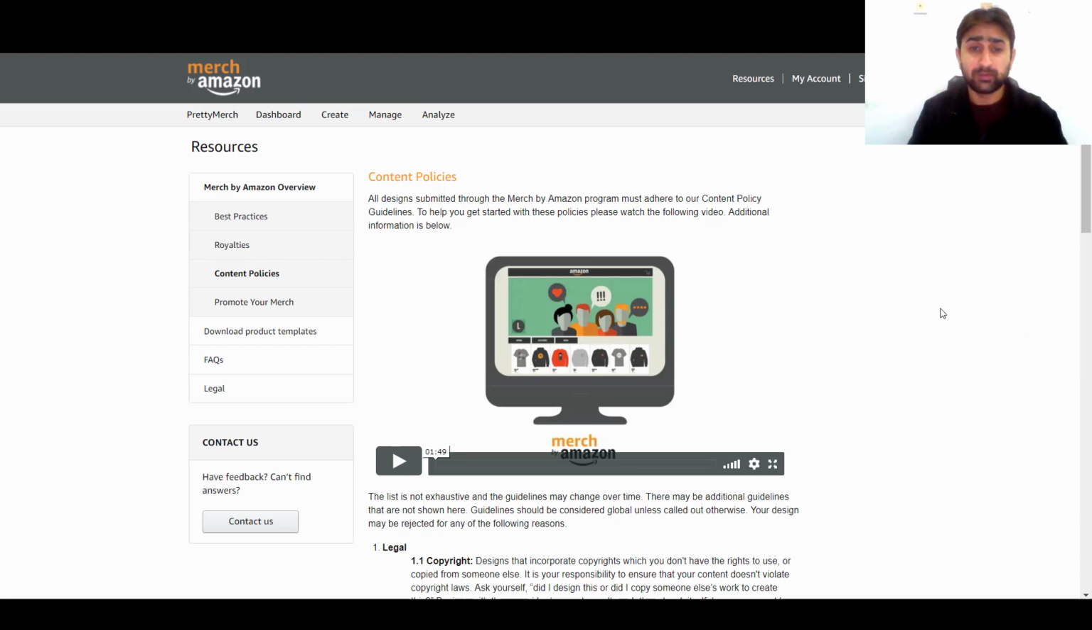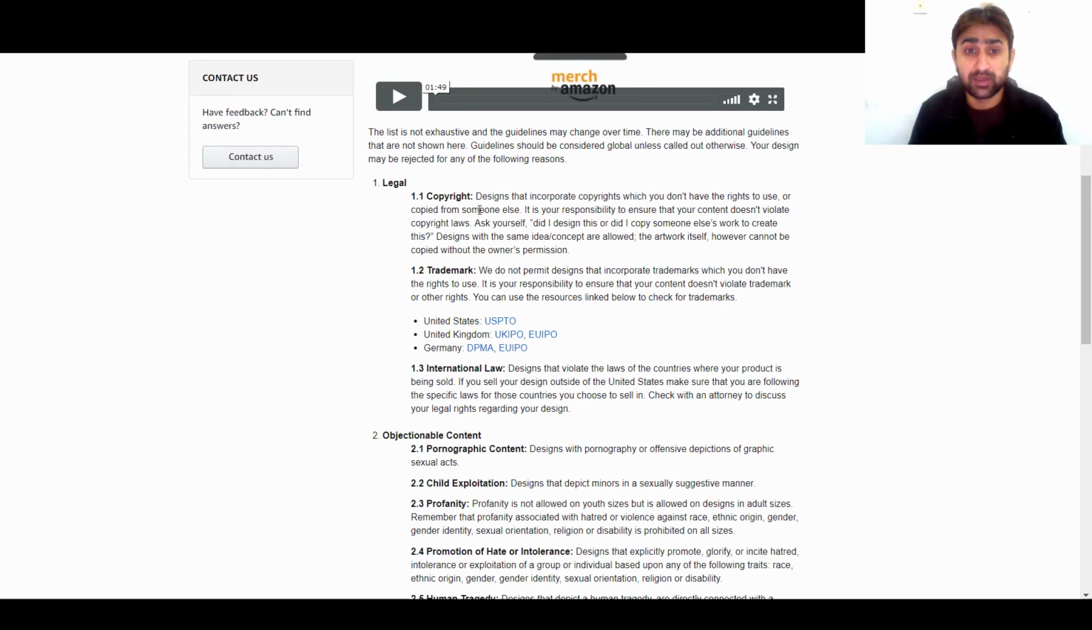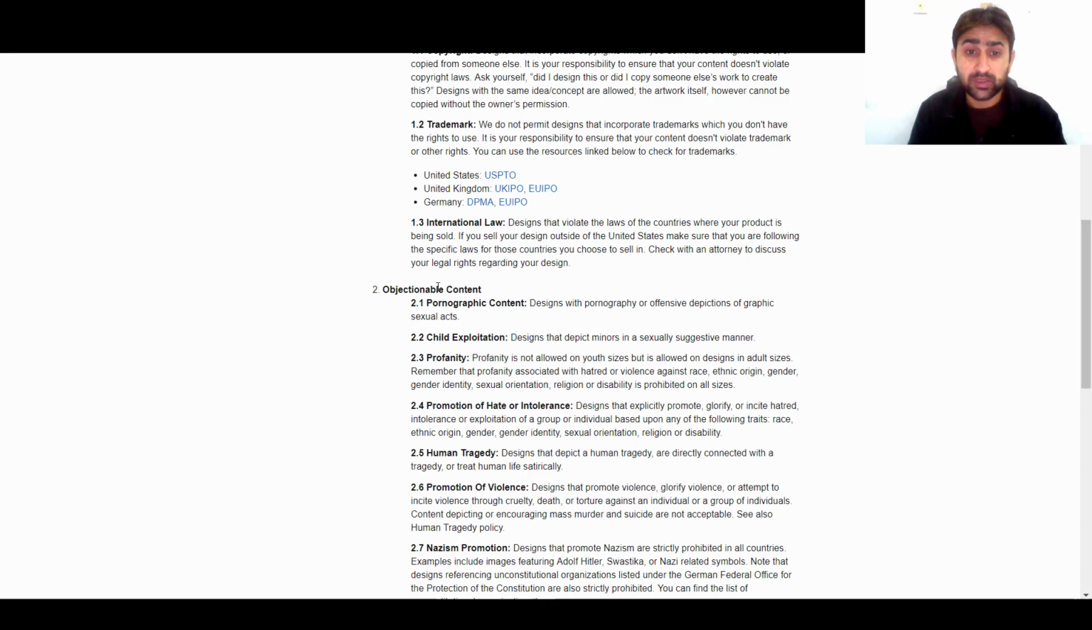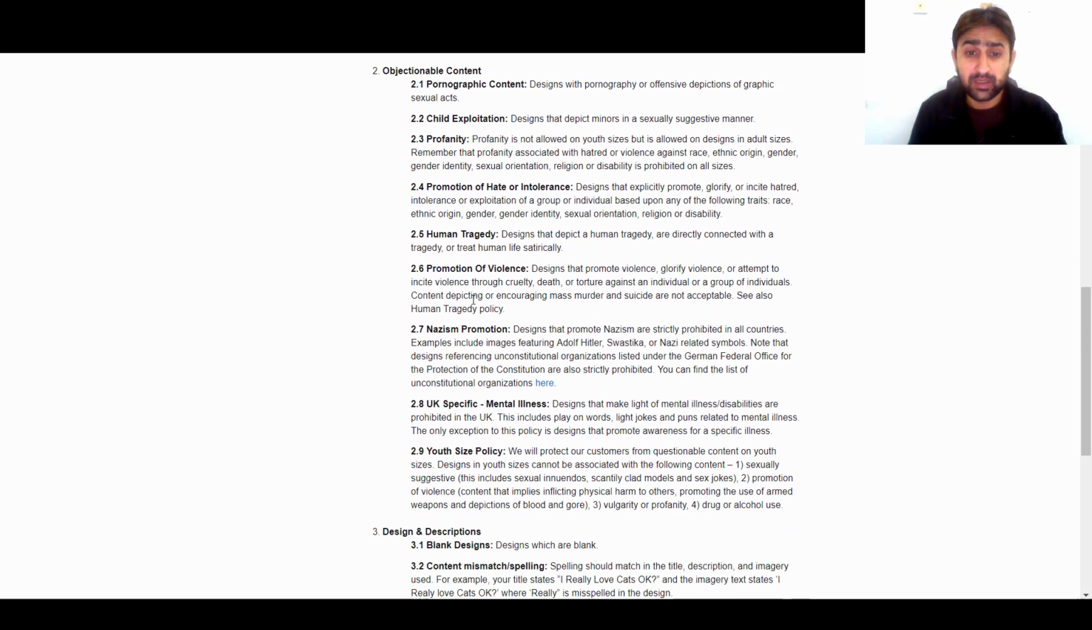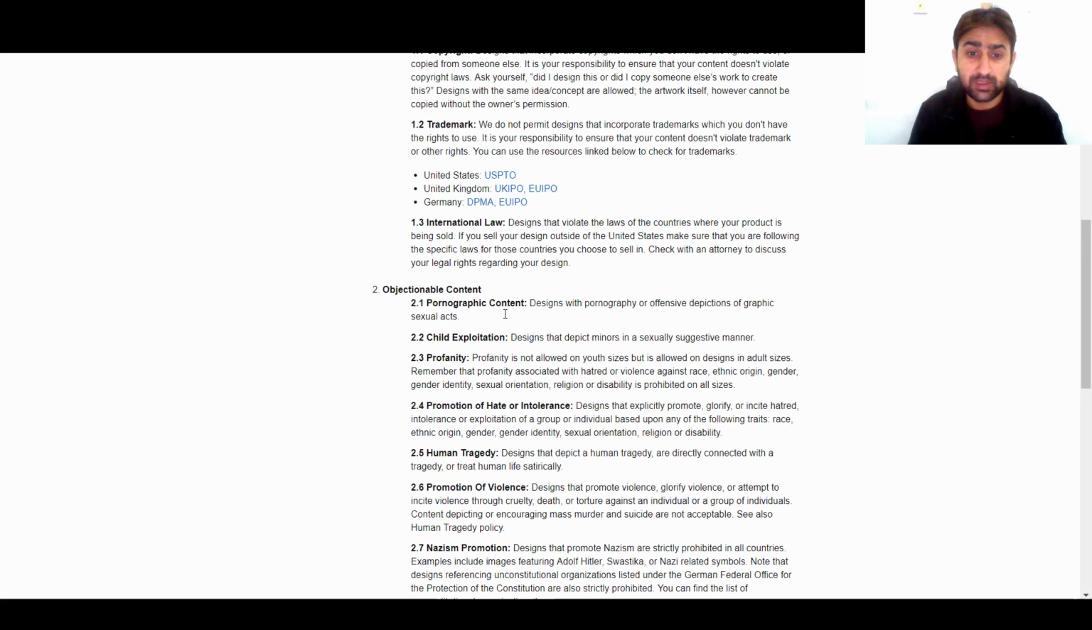So first of all, before I even start about anything else, the first thing you need to do is to read very carefully the Amazon content policy, because in this policy they have described each and everything that is allowed and each and everything that is not allowed, especially their sections like legal and objectionable content. Now there might be something that lies in the gray area that is not very clear in this section, which I will discuss later on, but it is very important that you must read these policies and make sure that you stick to them.